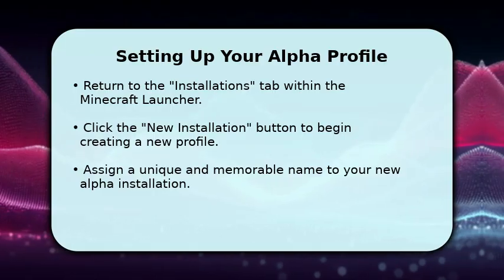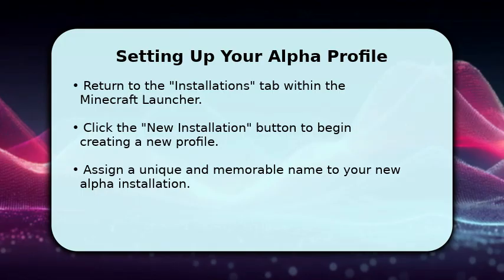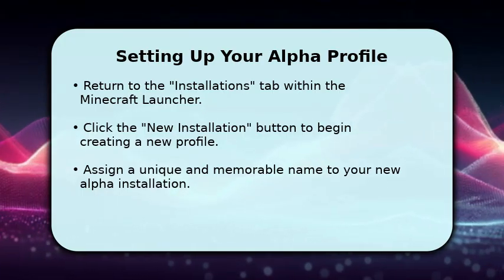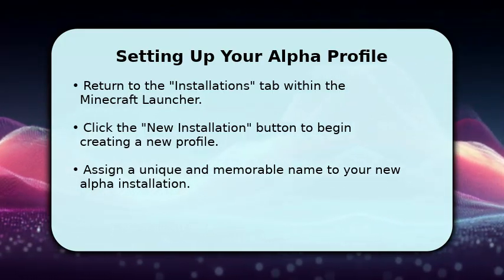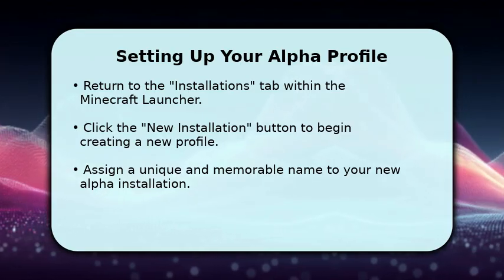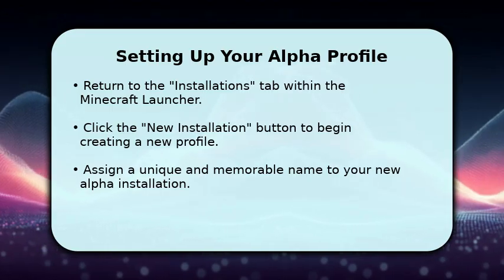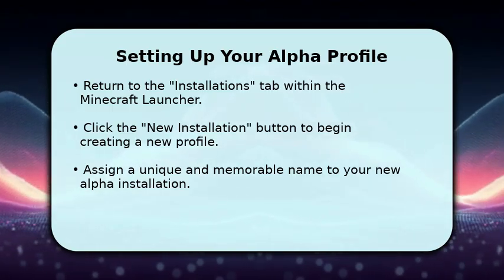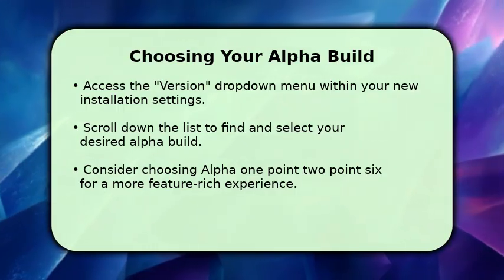You will see a button to create a new installation. Click this to proceed. Give your new installation a clear name, perhaps Minecraft Alpha, so you can easily identify it later. This step is crucial for organizing your different game versions within the launcher, ensuring a smooth experience when switching between them. Within the new installation window, locate the Version drop-down menu.